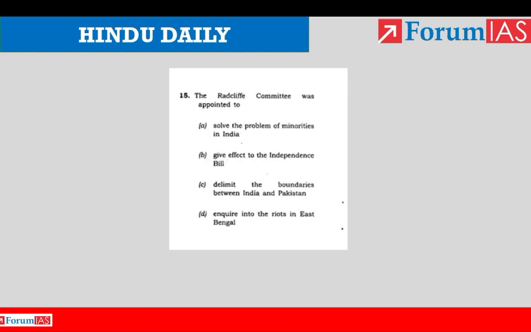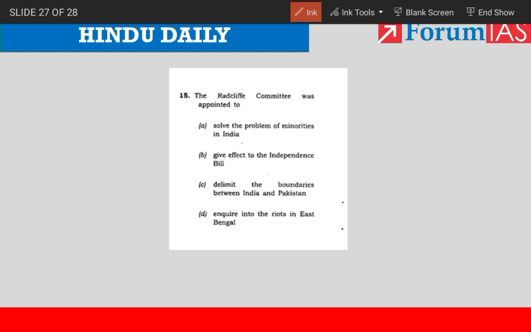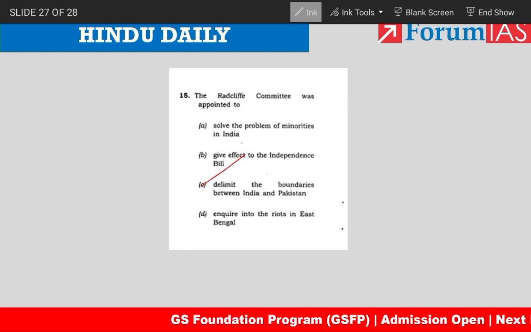So the Radcliffe Committee, this is also a sitter. Very easy question. What was the Radcliffe Committee about? It was about the delimitation of boundaries between India and Pakistan. It was set up during the independence time.